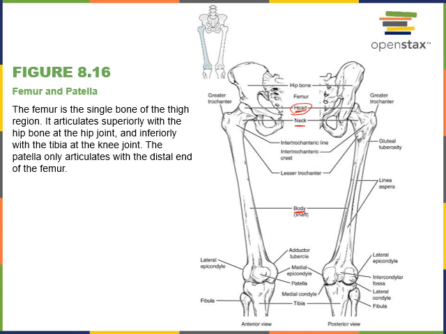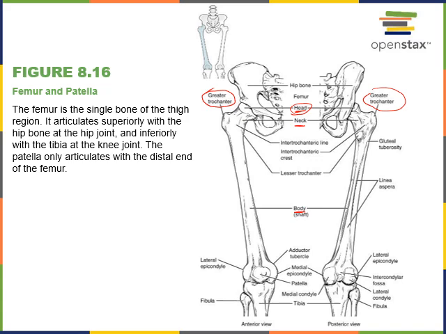You see here the greater trochanter is a large rough projection of bone on the lateral side of the proximal epiphysis. The greater trochanter is the insertion for muscles like the gluteus medius and piriformis, muscles that abduct the femur, that is, pull the femur away from the midline.